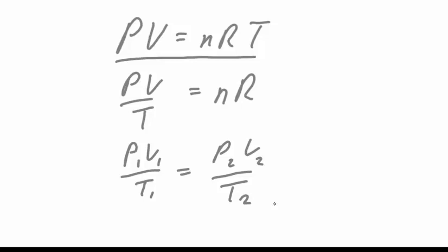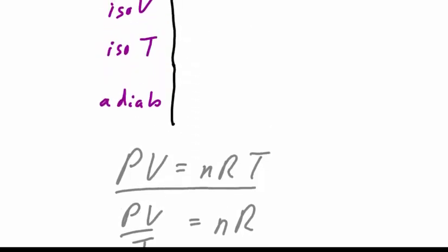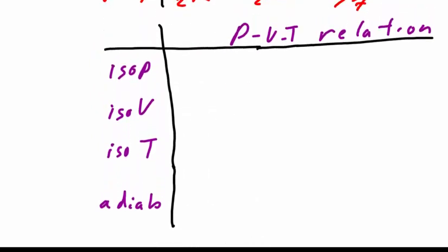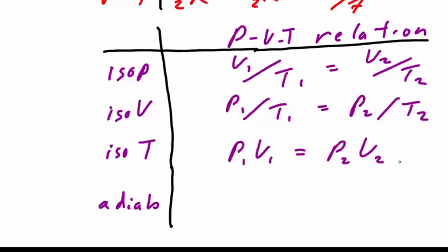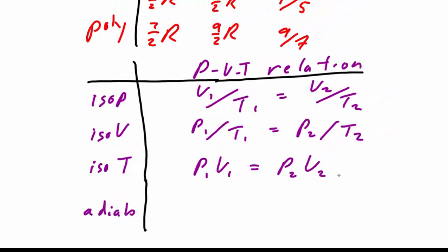These will lead us to relationships that tell us the PVT connection between endpoints along any of the processes, constant P, constant V, and constant T. The results we get are as follows. V1 over T1 equals V2 over T2 for constant pressure. P1 over T1 is P2 over T2 for constant volume. And finally, P1 V1 equals P2 V2 for constant temperature.